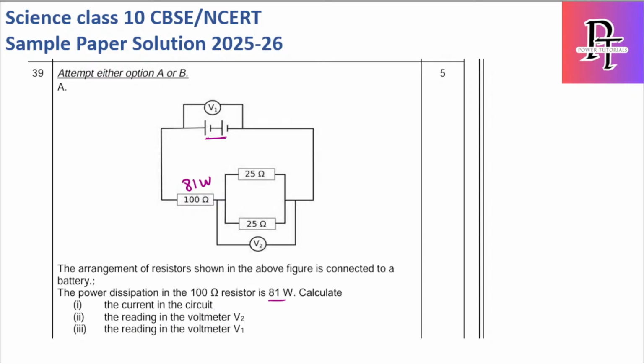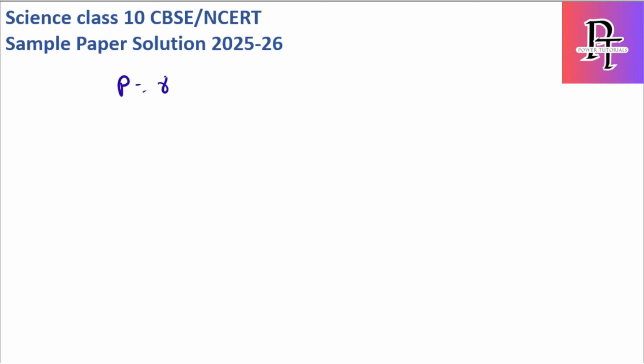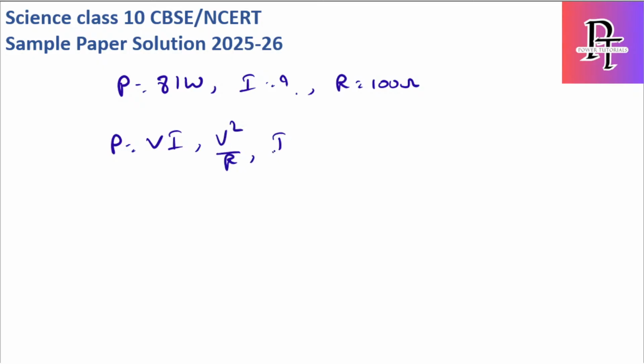So we have power as 81 watt, the current we need to find, and the resistor value we have, which is 100 ohms. For power we have a total of 3 formulas, which are VI, V square by R, or I square R. Which parameters do we have here? We want I, and we have R and P, so we have to use the I square R formula. So power is equal to I square R, and from this I get I as the root of P by R.